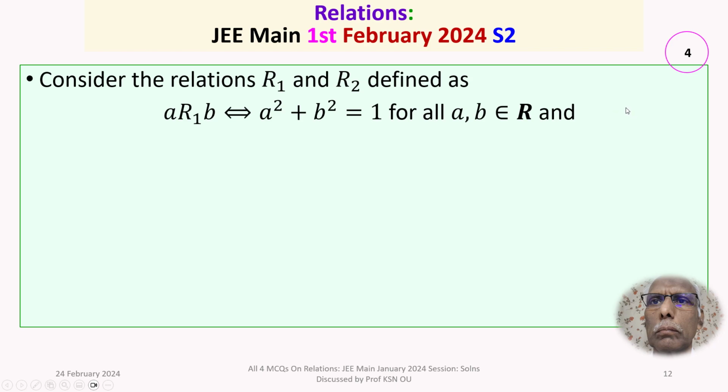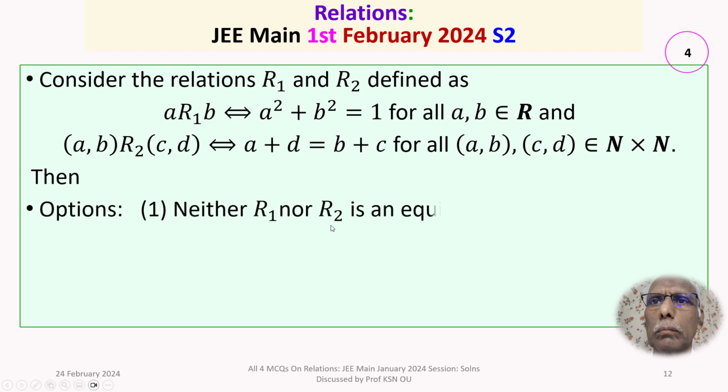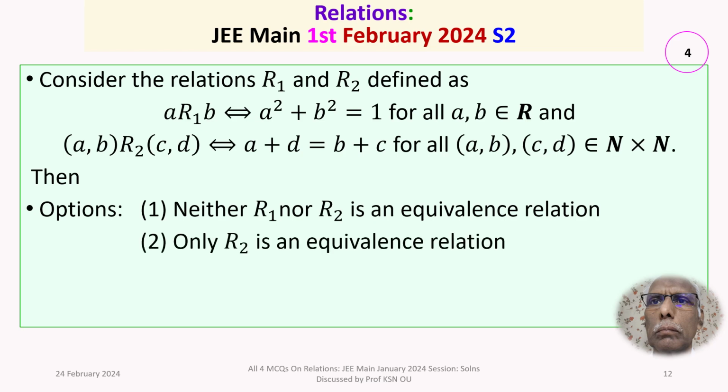And how is R2 defined? (A, B) related to (C, D), the ordered pairs, by the relation R2 if and only if A plus D is equal to B plus C, for all ordered pairs (A, B), (C, D) belonging to N cross N, where N is the set of natural numbers. Then what are the options? The options talk about the property of equivalence relation of R1 and R2.